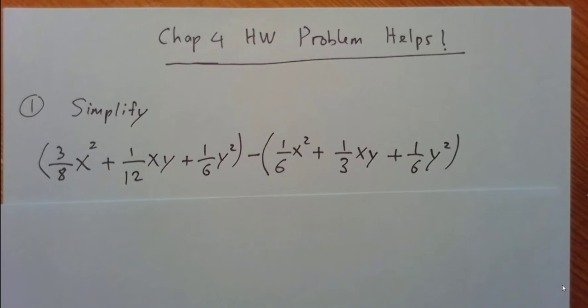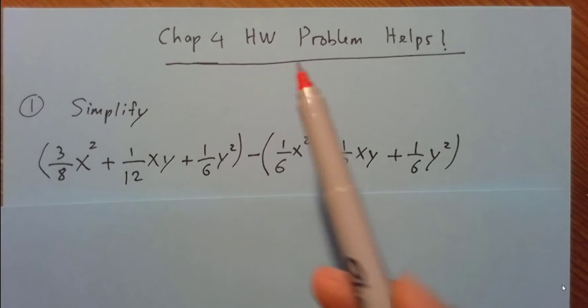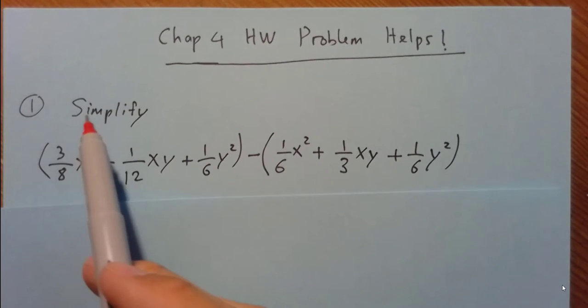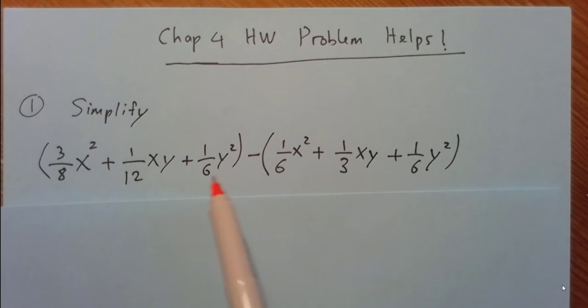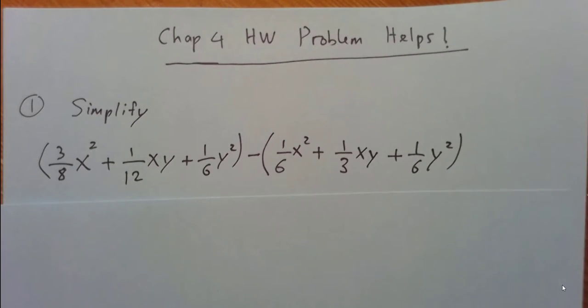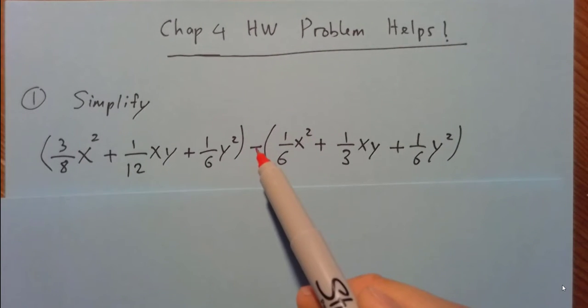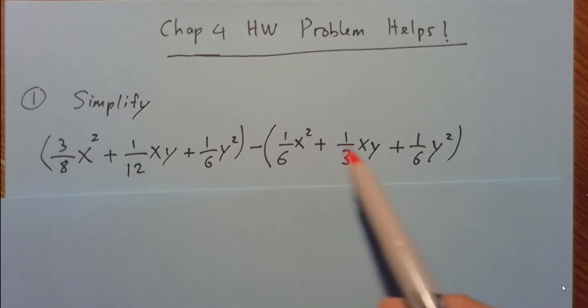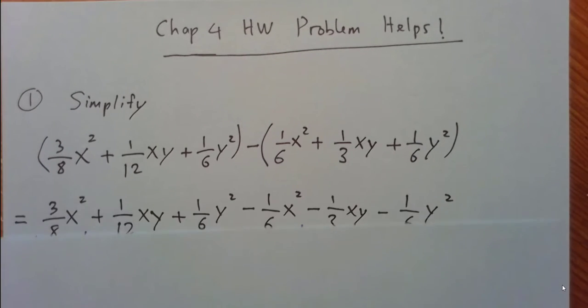Hi, in this video we are going to solve a few problems on chapter 4 assignments. The first question is to simplify these expressions. Now the very first step is we need to make the distribution of -1 to each of the terms inside.